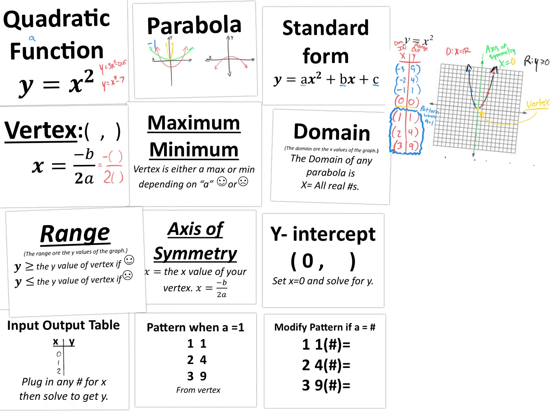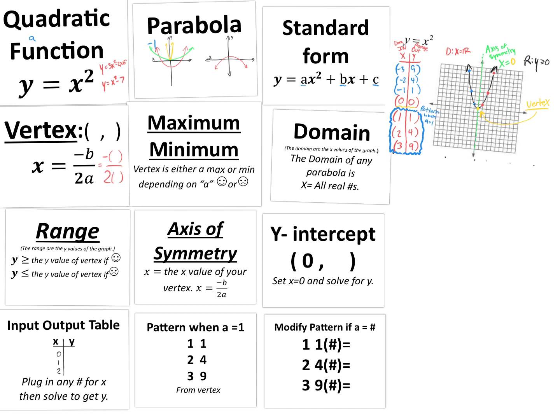So I hope we understand domain and range. The domain are your x values and the range are your y values. The domain on any parabola, it doesn't matter if it's wide or narrow, opening up or opening down, is x equals all real numbers. The range is either going to be at a certain y value and above if the parabola opens up, or at a certain y value and below if the parabola opens down.